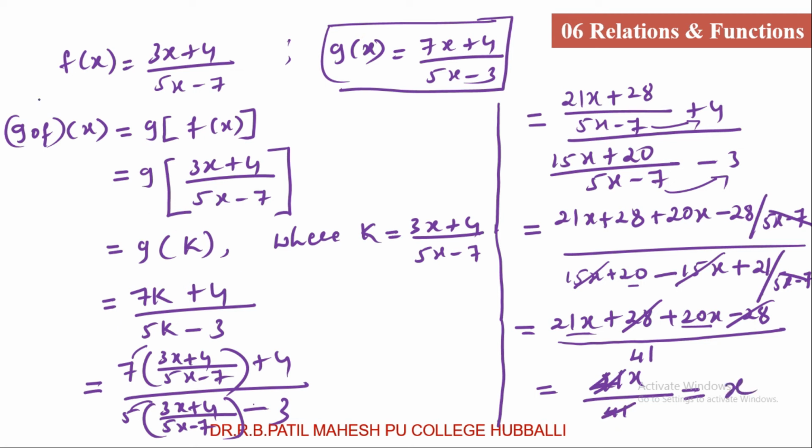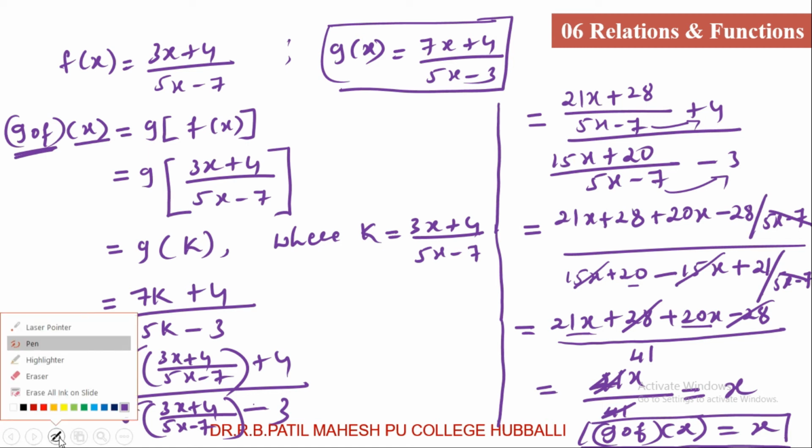Dear students, we have started g composition f of x. So g composition f of x is equal to x, you got. Is it nothing but g composition f is an identity function? Definitely g composition f is an identity function, because we have got g composition f of x is equal to x. This is the solution of g composition f, and we proved it is an identity function.